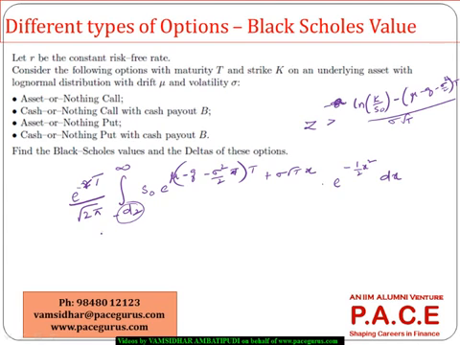So I would have integrated that z completely from log k by s naught minus of mu minus q minus sigma squared by 2 times t, divided by sigma root t, right? So from this to this, I am integrating this part. So let's see what is coming out.